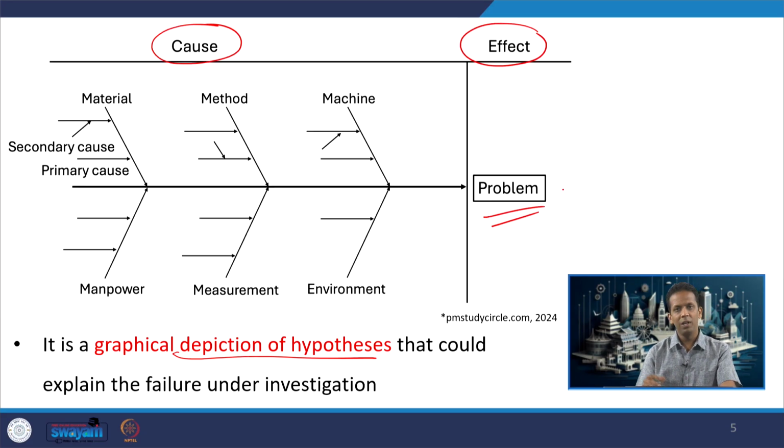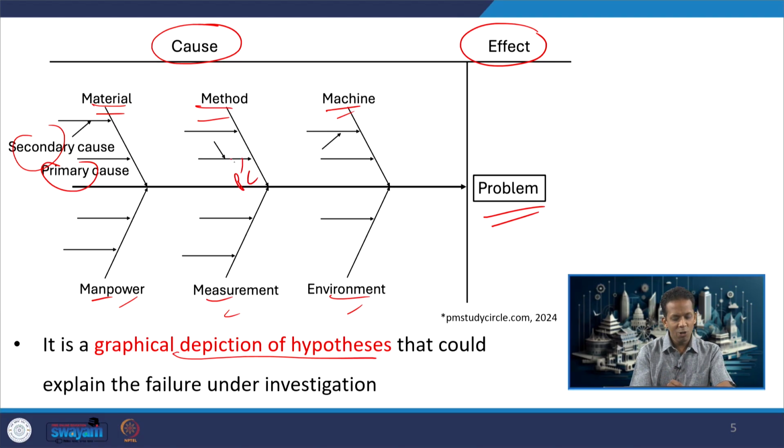The effect is typically a problem, for example in environmental planning, and causes can be categorized under different categories. It can be related to material, methods, machines, environment, measurement, manpower. These are basically the primary categories of causes, and then we can have a primary cause, secondary cause, tertiary cause. Like this line is the primary cause. Anything which is causing the primary cause will be a secondary cause. We can have a tertiary cause. We can have a fourth cause. It is never ending.